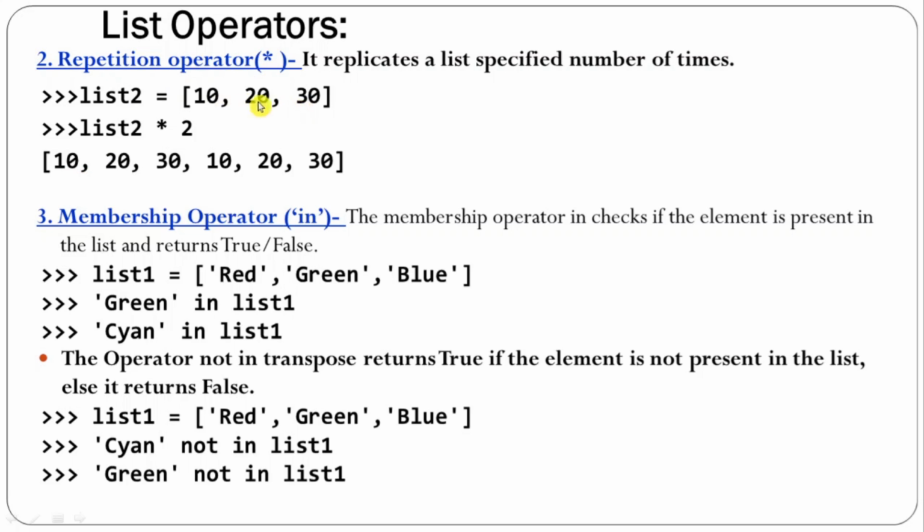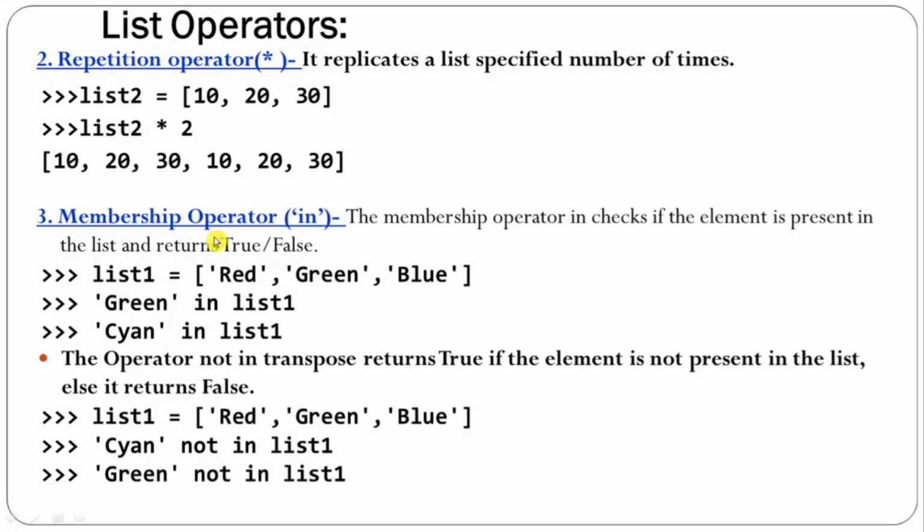10, 20 and 30 were the items in list2 and the result will be 10, 20, 30 and again 10, 20, 30. If we give list2 * 3, these items will be replicated 3 times: 10, 20, 30, 10, 20, 30 and again once more 10, 20, 30 will be displayed. So the second operator is the repetition operator.